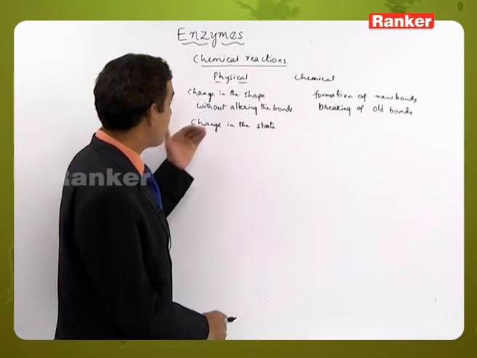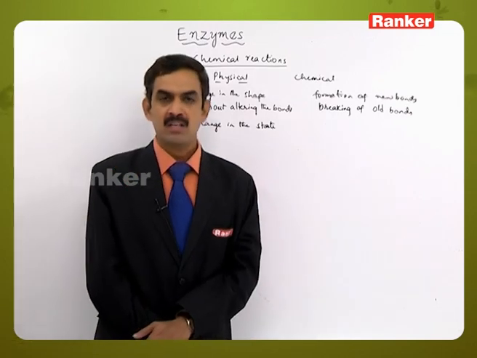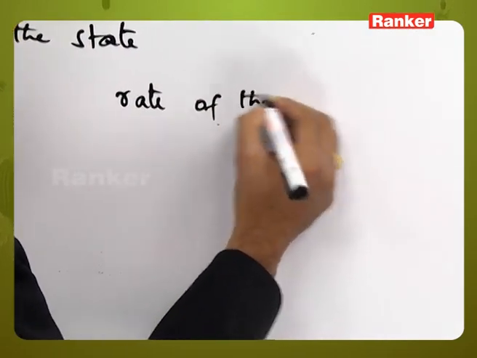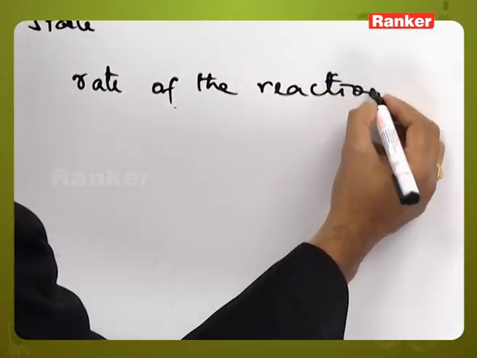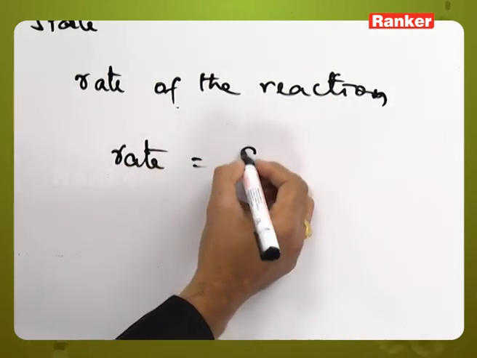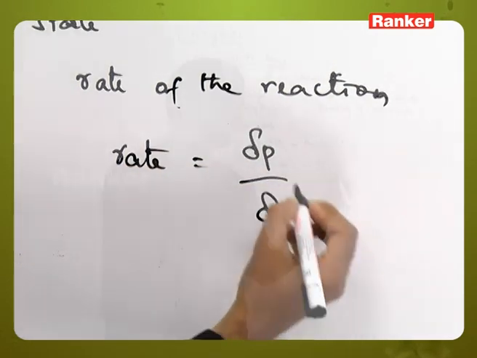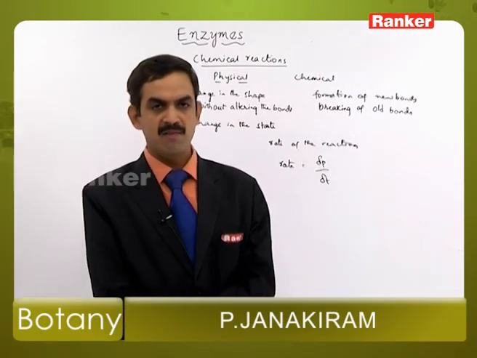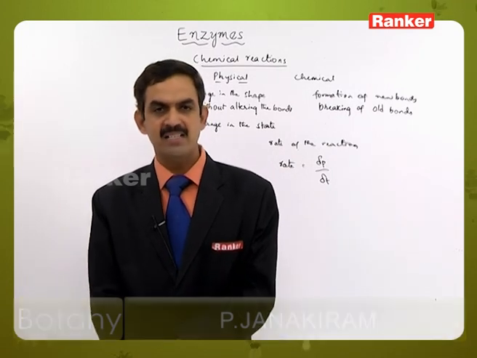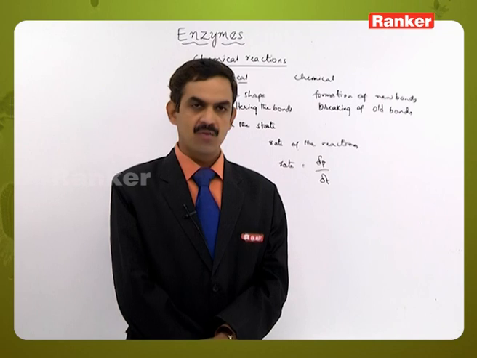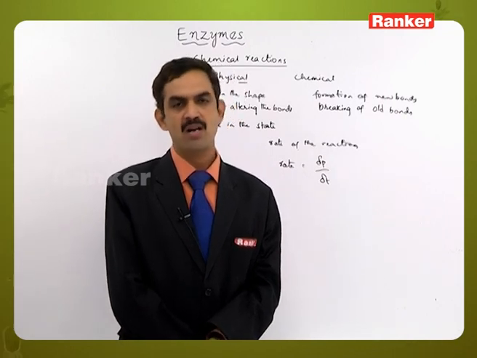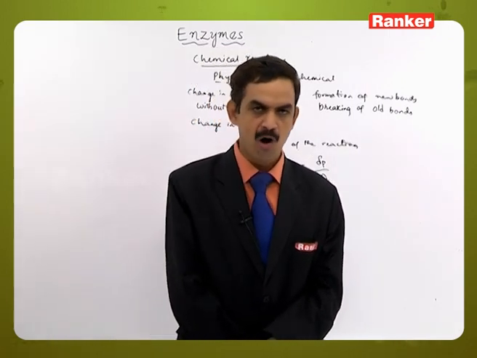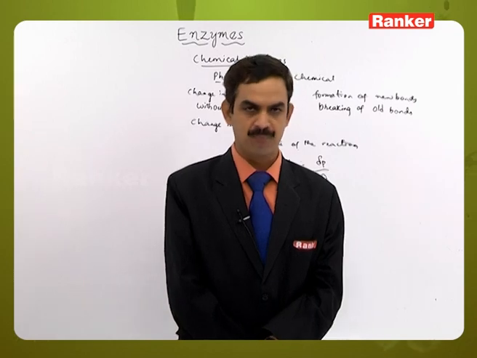And here, the rate at which the reaction is taking place, the rate of the reaction, is shown by rate equals delta P by delta T, that is, the number of products formed in unit time. If more products are formed in that unit time, we can say the rate of reaction is faster. When fewer products are formed, we call it a slower reaction. Likewise, the rate of reaction depends upon the number of products formed in a particular unit time.